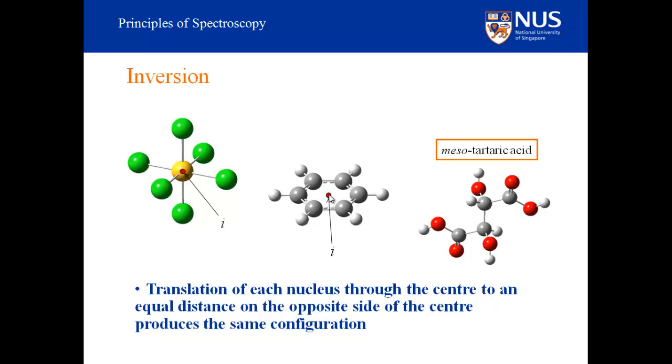Similarly, I have a centre of inversion in the benzene molecule here. And I also have a centre of inversion in the mesotartaric acid molecule here. On inverting this molecule, we see that the carbons go to the opposite carbon, the oxygens to the opposite oxygen, and the hydrogens to the opposite hydrogen. Rather unusual, this molecule, because for this molecule the centre of inversion is the only symmetry element it has. Not many molecules just have a centre of inversion.